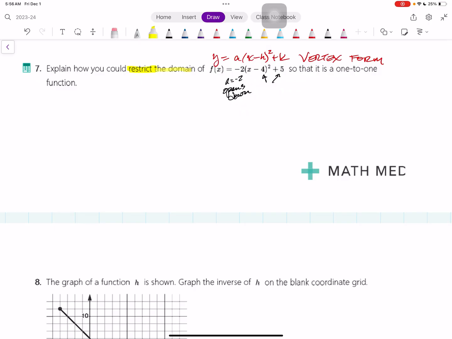So we want to restrict the domain so that it's one-to-one, because right now it's not one-to-one. And the reason why is because of this. So let's sketch the graph.